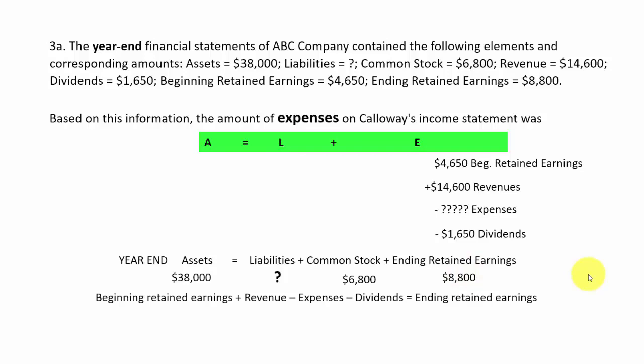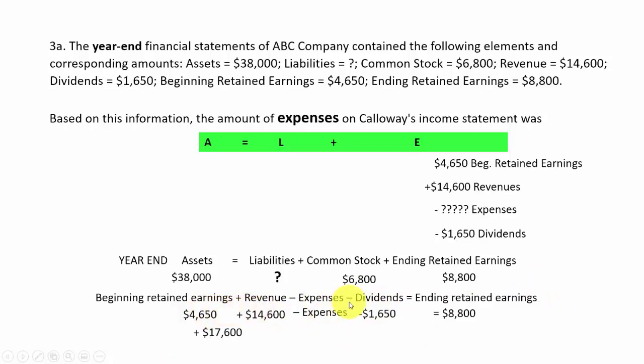I'll do that horizontally. Might be easier to see. Beginning retained earnings 1450 plus revenue of 14.6 minus expenses of we don't know minus dividends of 1650 equals $8,800. Now we're solving for the unknown, which is expenses.